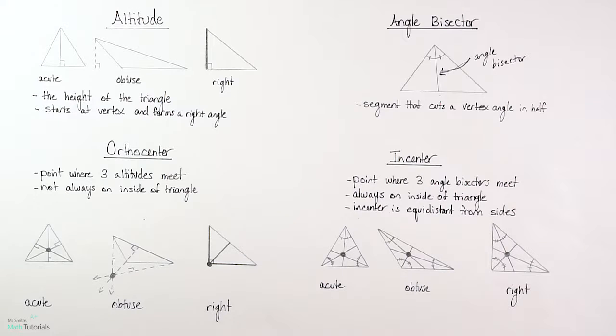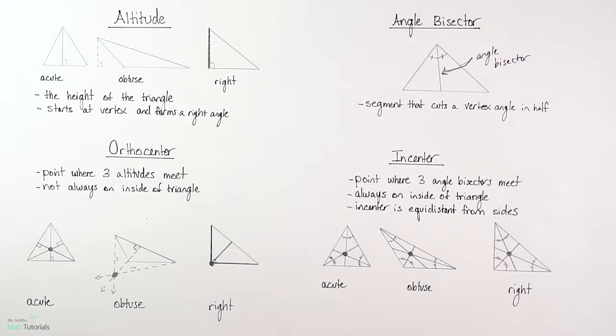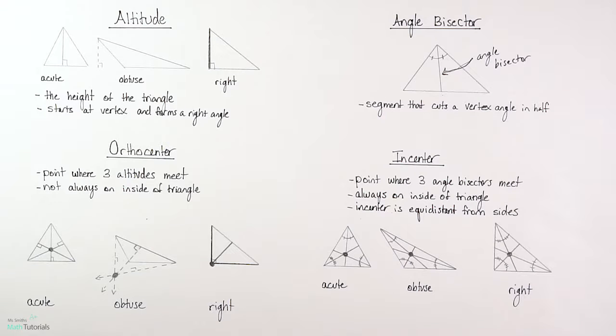Now, let's talk about the point of concurrency. So an incenter is going to be the point where three angle bisectors meet. So if we had an angle bisector for this vertex, and for this vertex, and for this vertex, they would all intersect at a point called the incenter. So an incenter is always going to be on the inside of a triangle. Another good note is that the incenter is equidistant from the sides. If we were to measure this distance, and this distance, they would all be equal to each other.